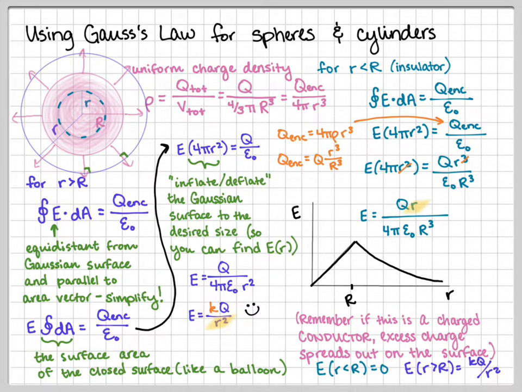So the conductor would have just a flat line from 0 to capital R, the radius of the object, and then it would jump up. There would be a discontinuity, and it would be inverse square for the rest of it.